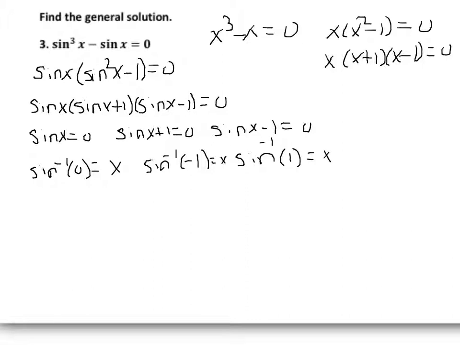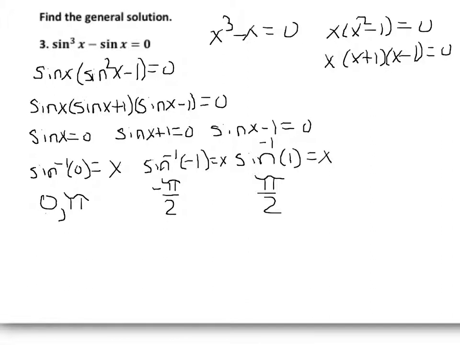Okay? So you have to think, where does sine equal 0? Well, it equals 0 at pi over 2. Nope, that's 1. It equals 0 at 0 and pi. So we have to check those. Where does it equal negative 1 at? Well, we're doing inverse sine, so it's negative pi over 2, because remember, inverse sine is between negative pi over 2 and positive pi over 2. And where does it equal 1 at? Pi over 2. Okay? So we have all these.